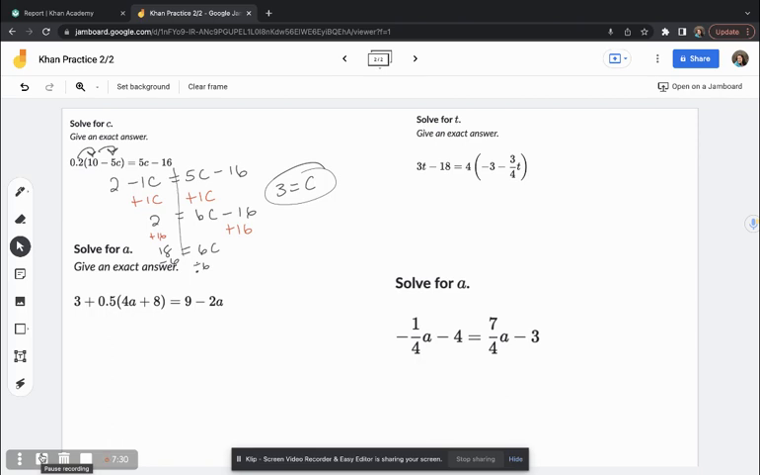All right, next one, same type of problem. So I'm going to distribute the 4. 4 times negative 3 is negative 12. And 4 times negative 3/4 t is going to give us negative 3t.